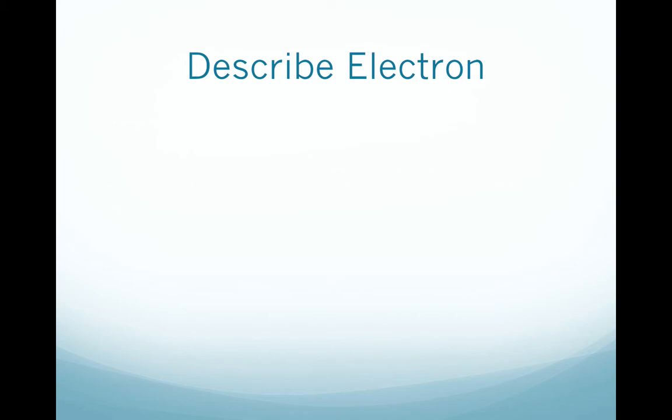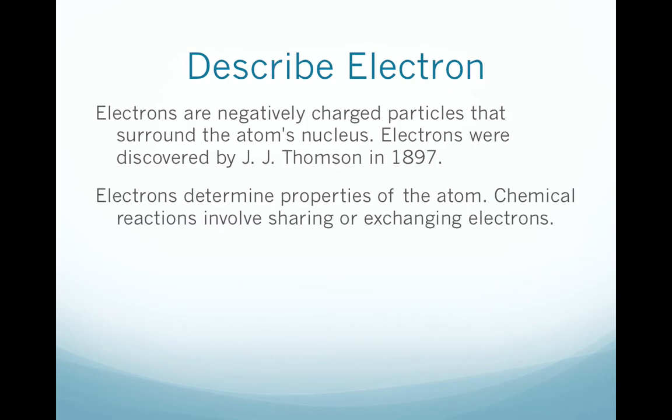Electrons. Electrons are negatively charged, and they are not in the nucleus. They actually rotate around the nucleus in almost a cloud-like formation. Electrons were discovered by J.J. Thomson in 1897. Electrons determine properties of an atom, which is important, and that's going to lead us into bonding. These electrons and the way they interact with other electrons determines what type of bond is going to form between the atoms. So we'll look at that more later.